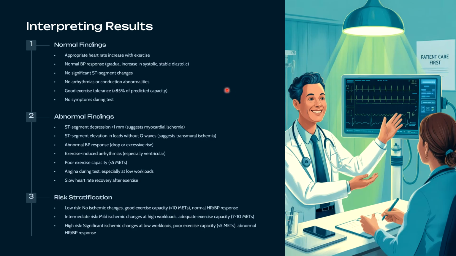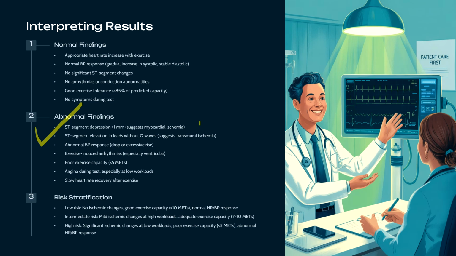How the results will be interpreted. Normal findings, what if a person is normal, what will be the findings? Appropriate heart rate will increase during the exercise, there will be normal BP, no significant ST segment changes, no arrhythmia, good exercise tolerance, etc. But what are the abnormal findings? That is very, very important. Abnormal findings are very, very important for you people.